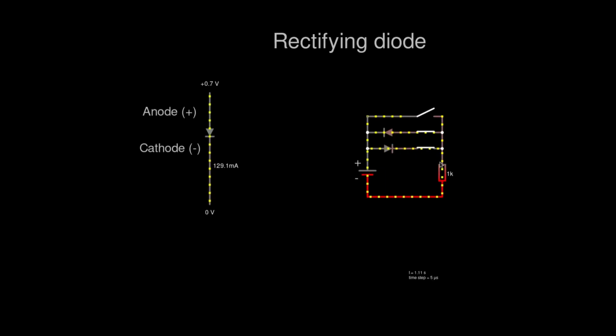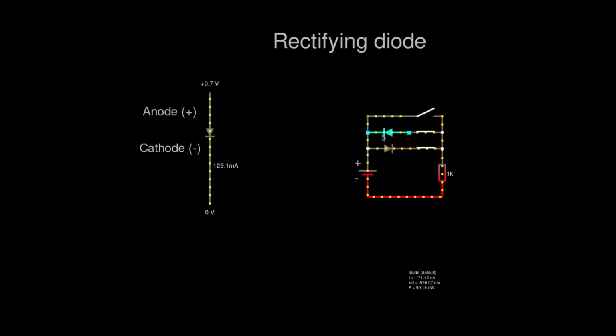So we can see the current passing through here. If I open that switch as well, there's basically no current going through here. Well, if we look at it, we get this 171 nanoamps that is going through here. Now the difference between those two diodes is that this diode is forward biased and that one is reverse biased.